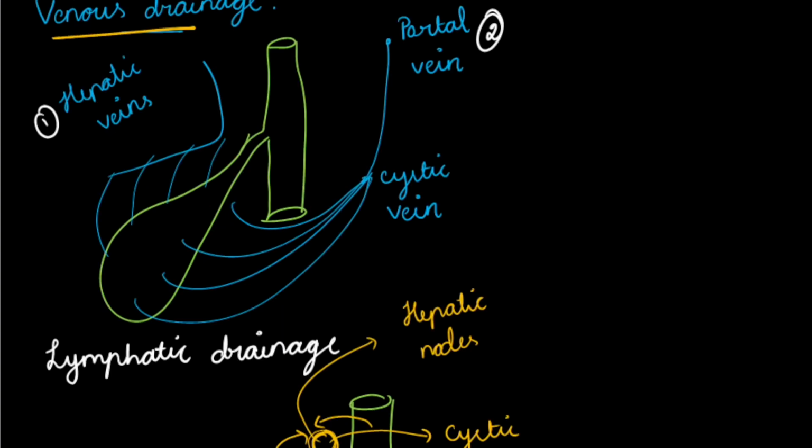So in case of venous drainage, the superficial part of gallbladder gets drained into the hepatic vein, and the rest of the gallbladder drains into the cystic vein. The cystic vein then drains into the portal vein.